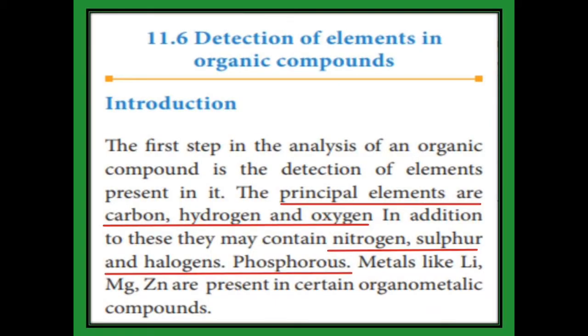Organic compounds contain carbon, hydrogen and oxygen. They must contain these three elements, so they are called principal elements. Along with that, sometimes some compounds have other elements and some compounds may not. What are they? Nitrogen, sulfur, halogen and phosphorus. Then some organic compounds contain metals, that is lithium, magnesium, zinc. Those organic compounds are called organometallic compounds.